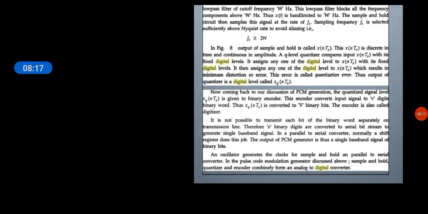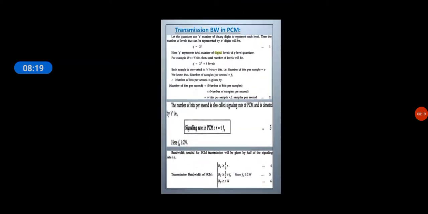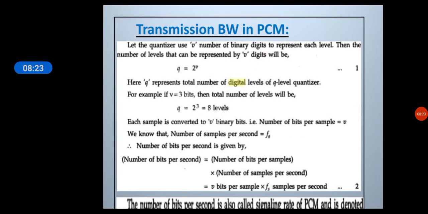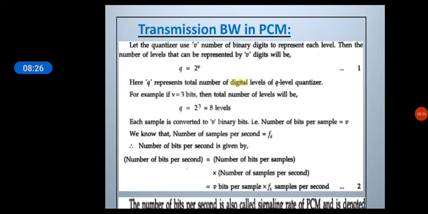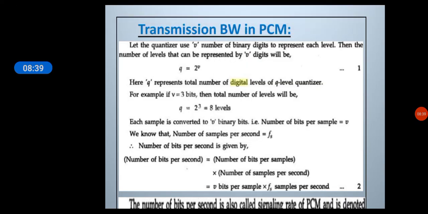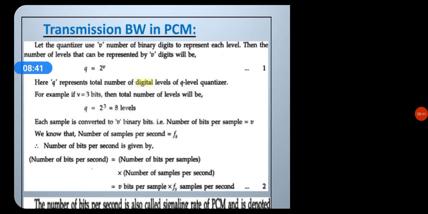That is explained in this slide. Before going to discuss the receiver, we will be calculating the transmission bandwidth in PCM. For that, consider the transmission bandwidth.